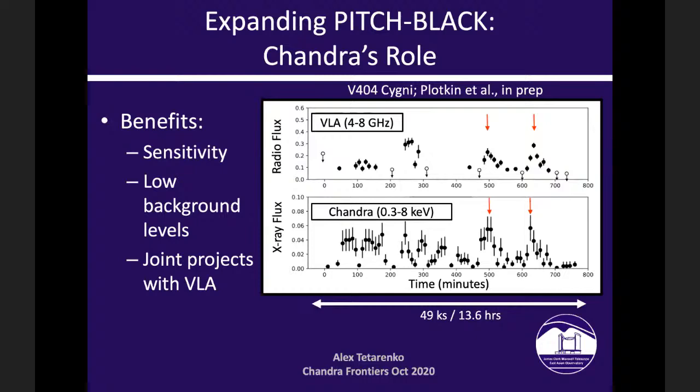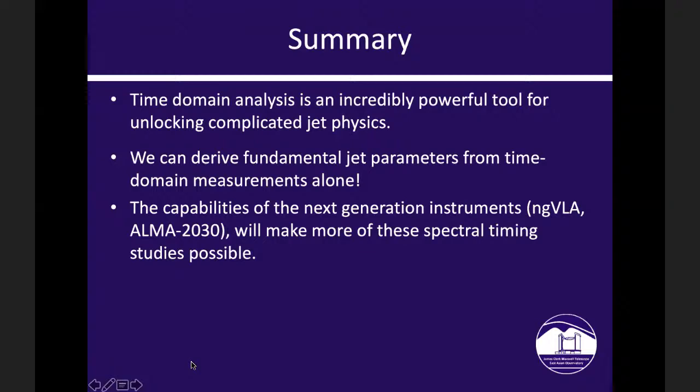All right, so hopefully I've convinced you today that time domain analysis is a really powerful tool to study accretion and jet physics near compact objects, and we can do this all the way from the X-ray down to the radio bands. I've shown you a method that allows us to start pulling out real jet physics from these time domain measurements, deriving fundamental jet properties from just the light curves alone. And while there have been a lot of early successes in these spectral timing studies, all the way from the optical and infrared to the radio, they're still very much in their infancy.